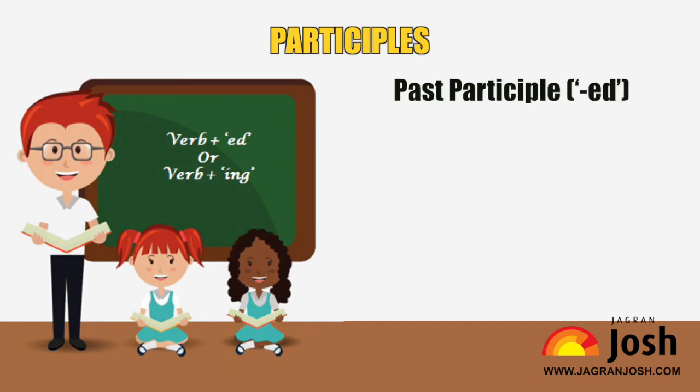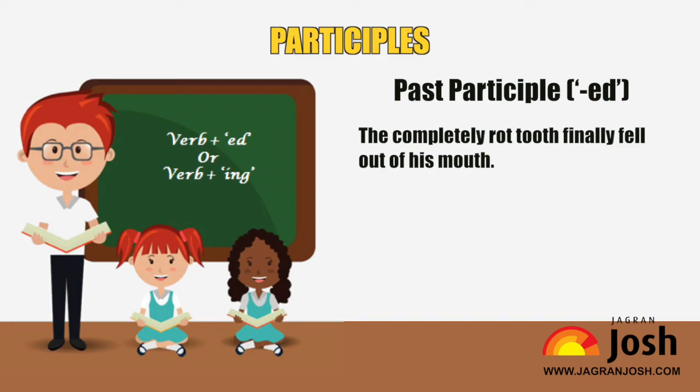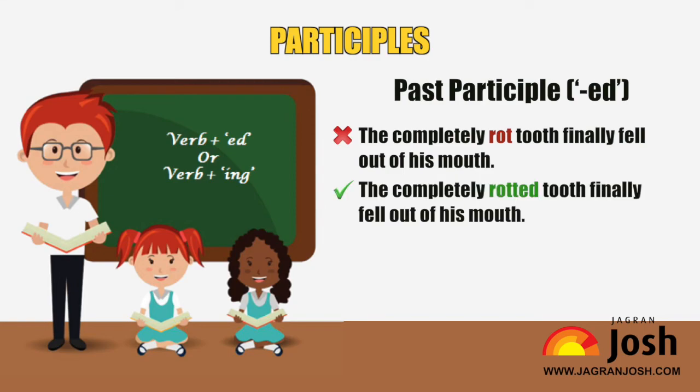Past participle, ed. A past participle describes something that has happened. For example: The completely rot tooth finally fell out of his mouth. This sentence is wrong. The correct sentence is: The completely rotted tooth finally fell out of his mouth.